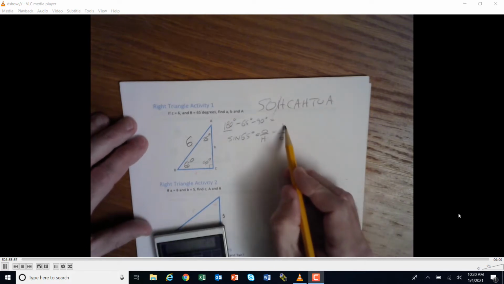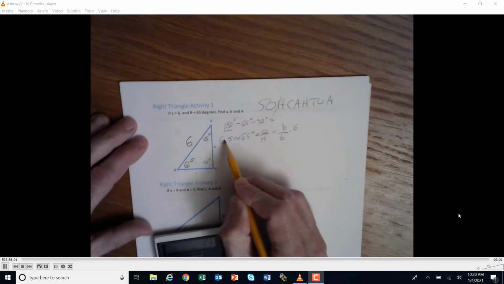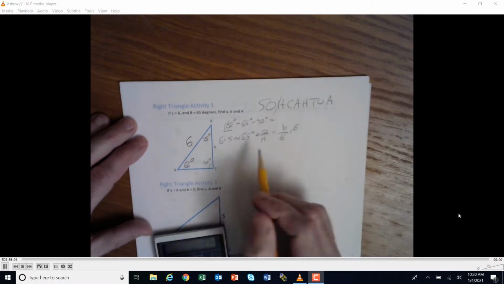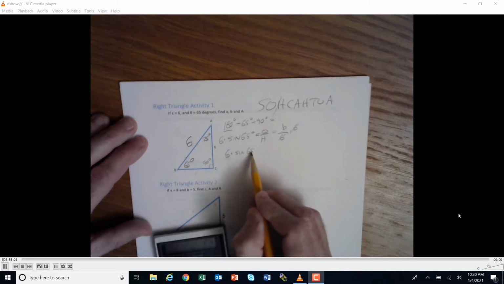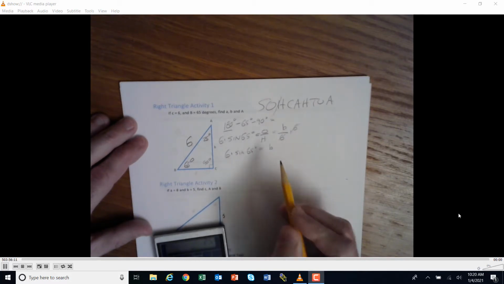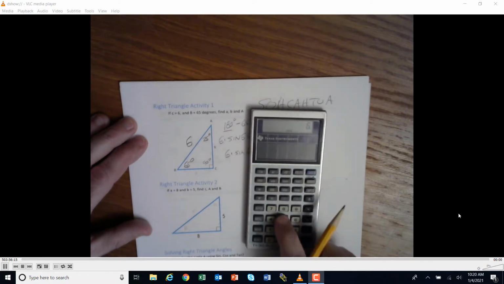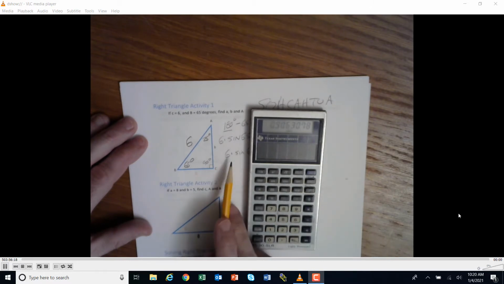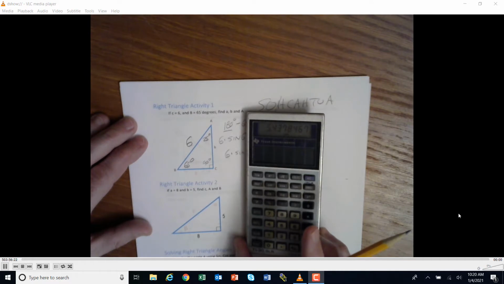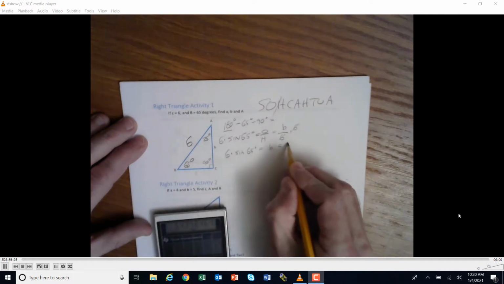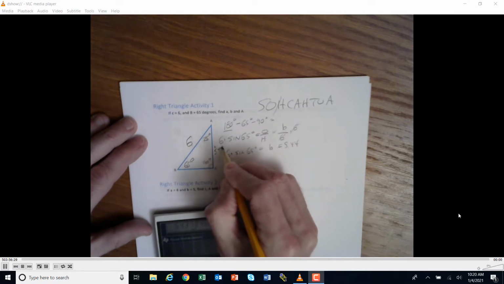So now we need to get this b by itself, so we multiply this side by 6, and we multiply the other side by 6, and then these cancel, which leaves us with 6 times the sine of 65 degrees equals small b. So I'm just going to put that right in the calculator. I'm going to go 65, hit sine, and times 6. And I end up with 5.44. So that's what this side is over here, 5.44.